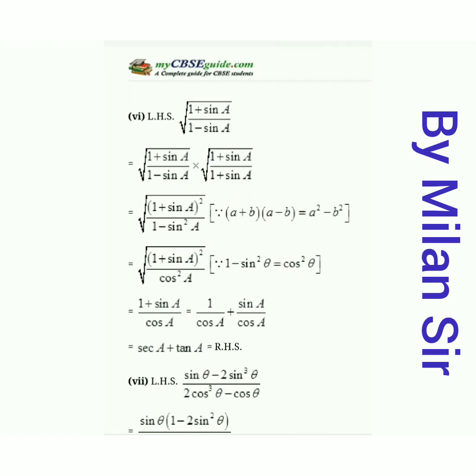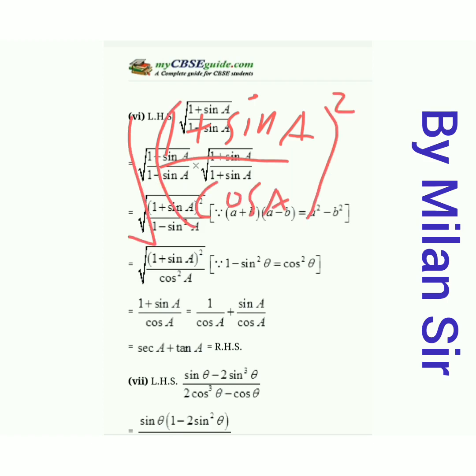Now 1 minus sin square A is the formula of cos square A, so in place of 1 minus sin square A we can write cos square A. Now we can write (1 plus sin A) upon cos A like this, all square, because in the numerator it is 1 plus sin A all square and in the denominator cos square A. Now this square is cut with the square root, because we know that square root means exponent 1 by 2, so 2 and 1 by 2 cancel out, so the square is cut with the square root, so we get 1 plus sin A upon cos A, right? The square is cut.